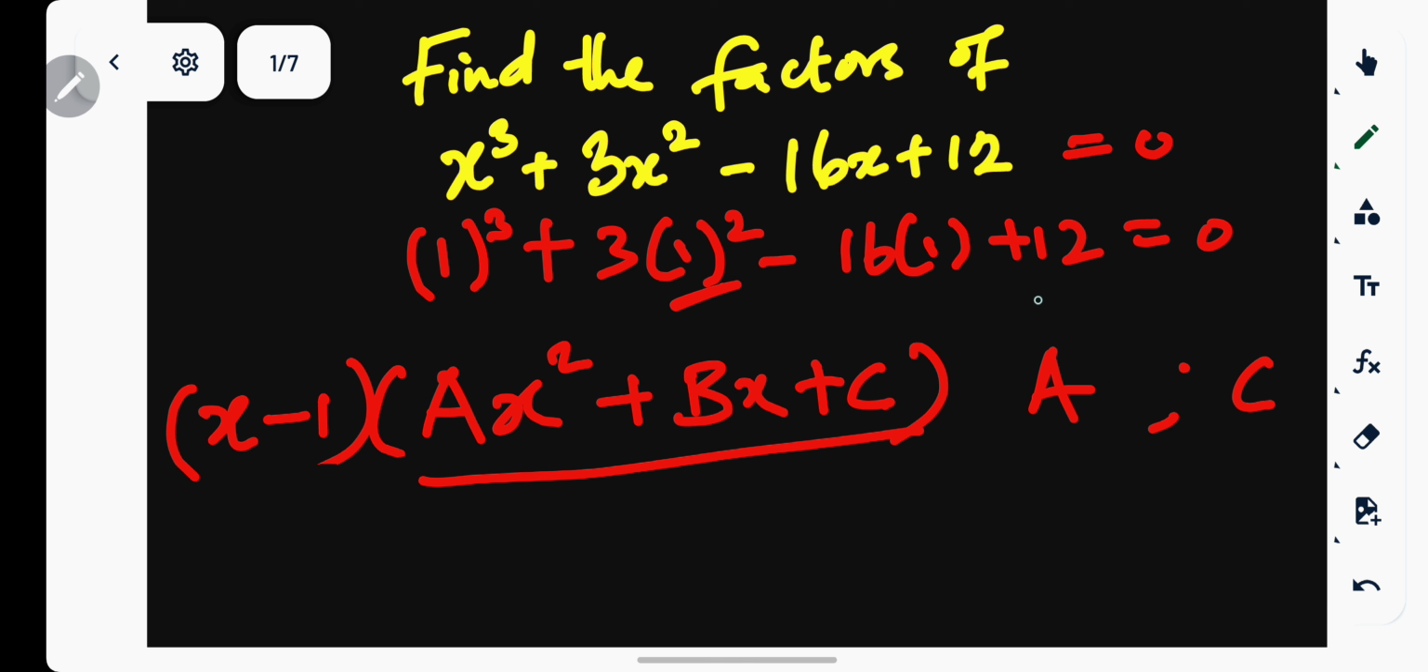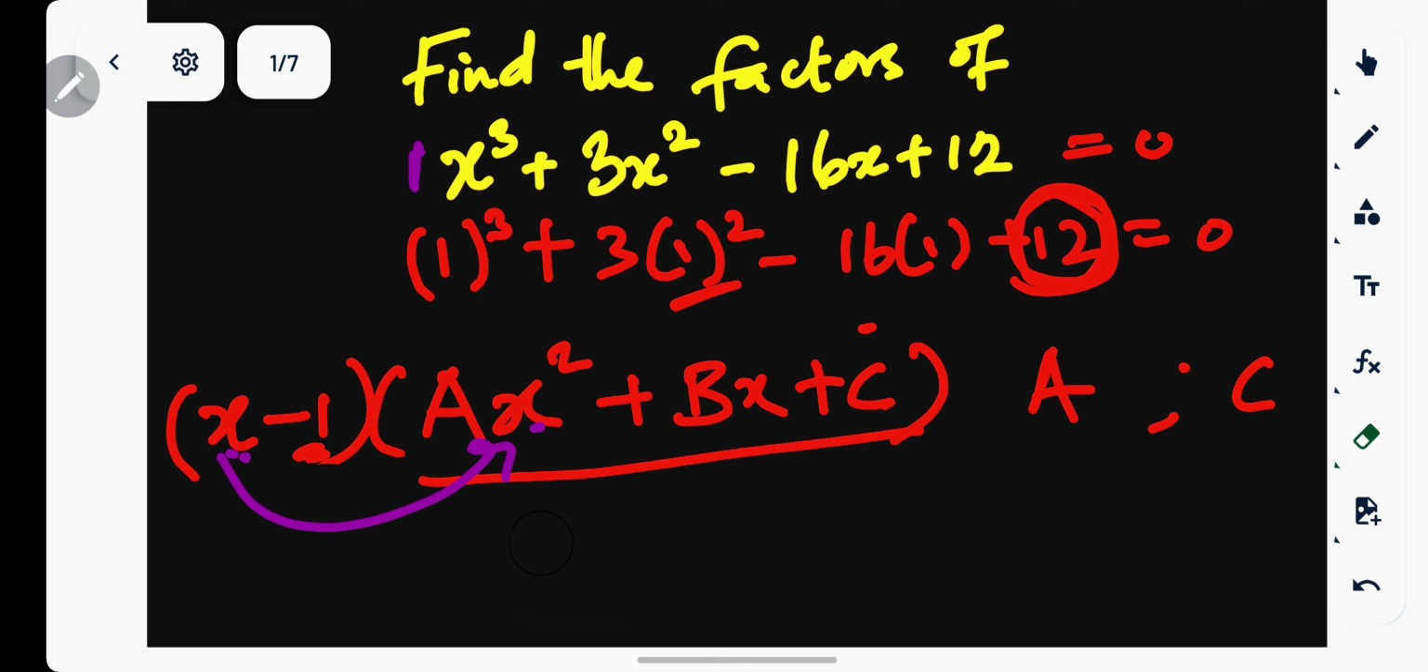We know that our c should be a 12. Whatever we are going to get here should multiply by what we have here to give us a 12. Okay, so I can look at my a, the coefficient of the x cubed. So the x cubed, the coefficient is a 1. If I multiply the x by the x squared, I'm going to get what? ax cubed. And that is the only part when I expand this bracket and multiply x times ax squared, x times bx, x times c.